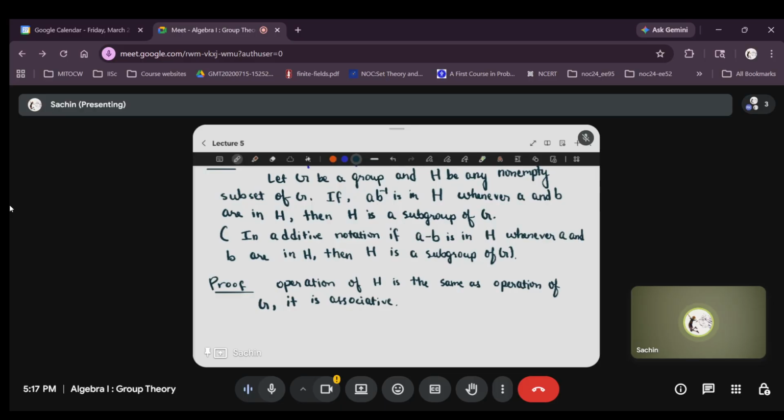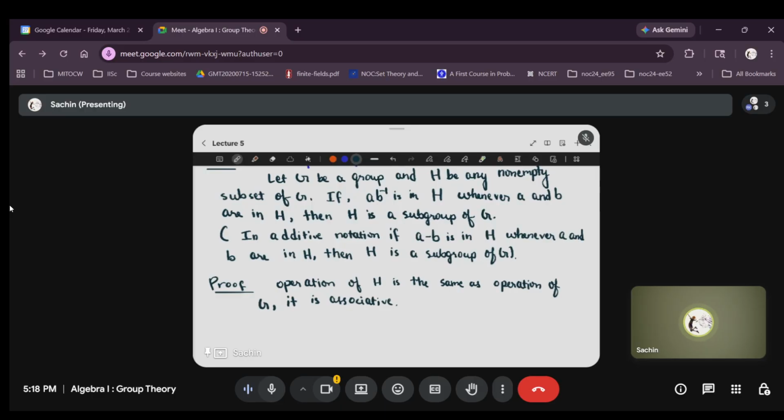The associative property just says that if you do A times B and then times C, that's the same as doing B times C and then A times that, for all elements A, B, C in the group G. But if you take a subset of the elements from G, that property will still hold because it holds for all elements in G. So the associative property is carried over directly to the subset.